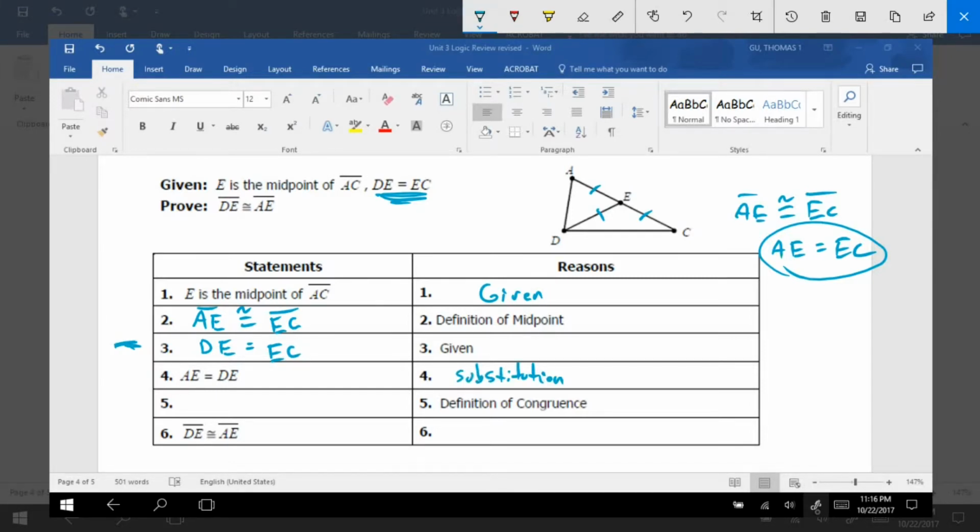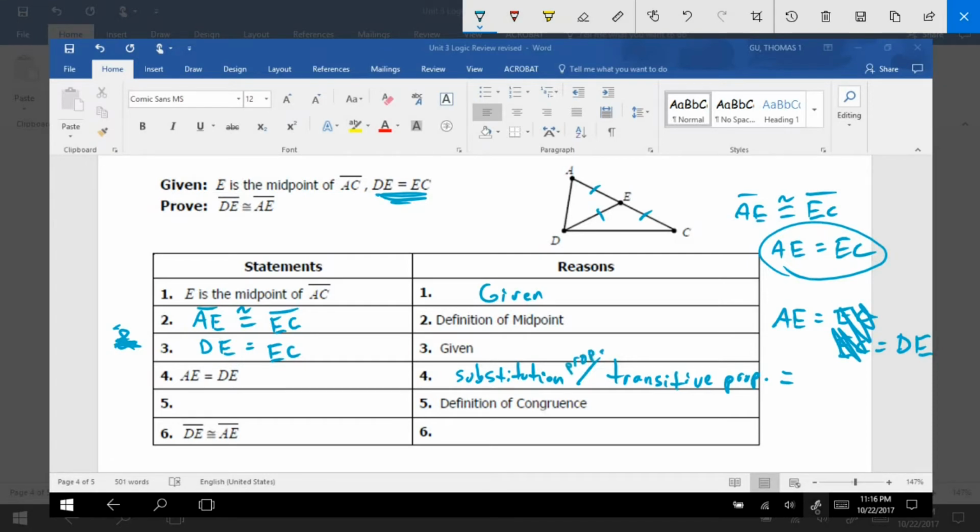You could also write the transitive property here if you wanted, because check this out. AE equals EC. We knew that from the definition of congruence after we got the midpoint. But then remember, EC is also equal to DE in step 3, you see right here. Then you can cross out the middle part, EC, and then AE equals DE. So substitution or transitive property, we call it both. You could use either one here. Substitution property. I need to write that property.